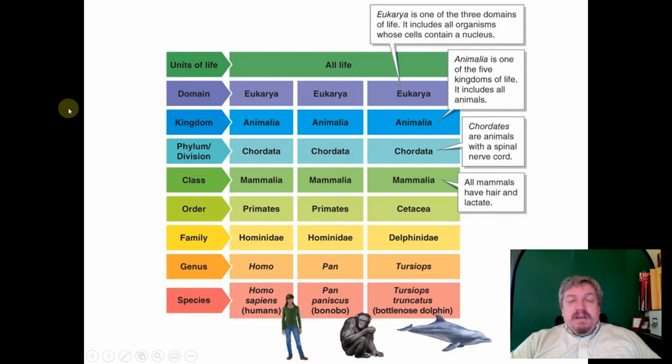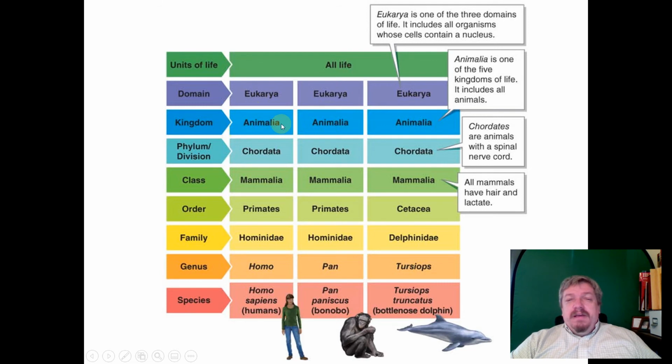Here's a couple examples. All life is life, but we start breaking it down. What domain are they? There are different types of domains. Eukarya, right? These are all the things that have a nucleus. There's actually other types of life out there that we don't talk about, like archaea. But this is basically anything with a cell that has a nucleus.